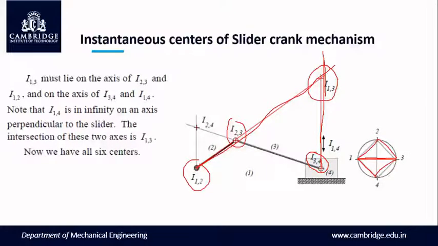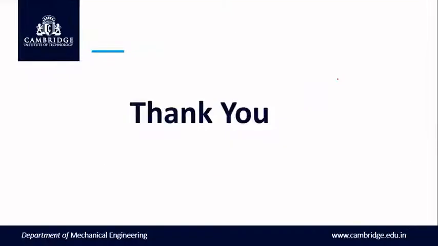So this is the brief procedure about how to locate the instantaneous centers, and how to find the number of instantaneous centers for the 4-bar mechanism and slider crank mechanism using Kennedy's theorem. So by this, we completed the theory aspect of the instantaneous centers method.